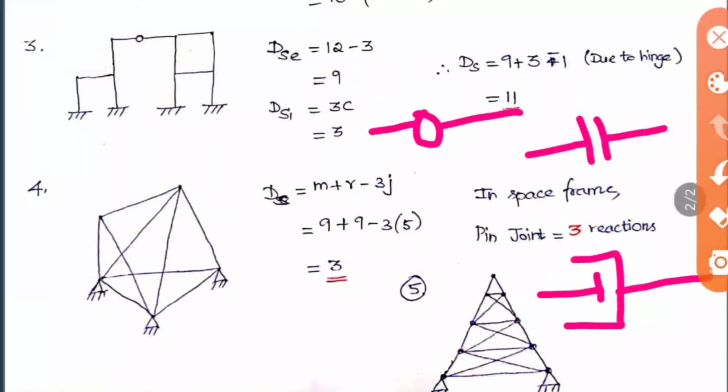And the fifth sum is given here. It is a truss-like thing given here. It's a plane frame only. So you just apply the static indeterminacy formula, find the answer and give it in the comment section. So let us see how many of you are telling the right answer.